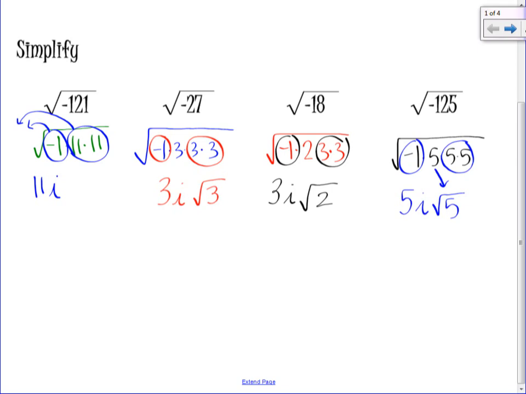So not a whole lot new from what we were doing before when we were simplifying radicals, but now we're just taking that -1 out as an i in the front.